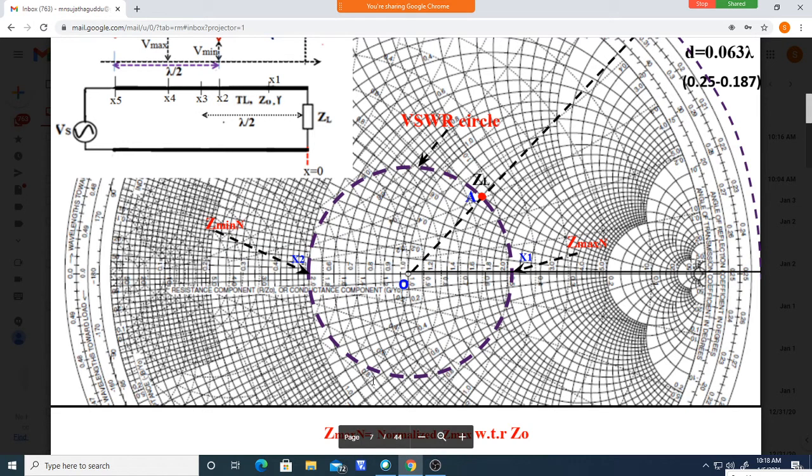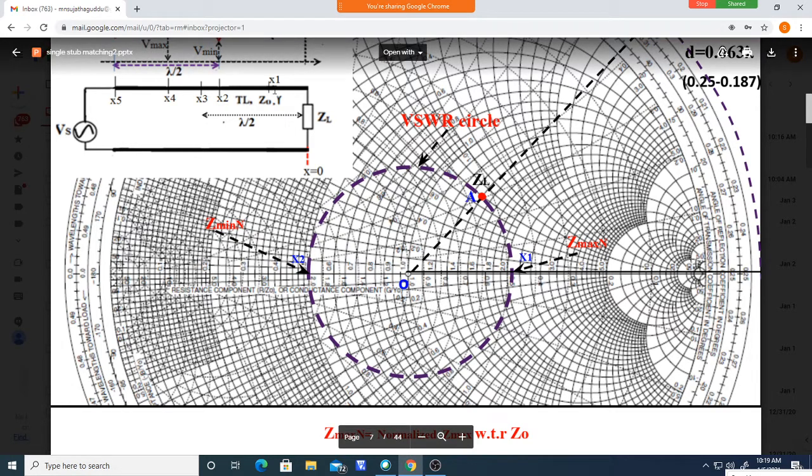But similarly, if you move further, you can observe the VSWR circle cuts the G is equal to 1 circle. That means here admittance is 1 plus or minus jB. That means the real part is 1, normalized. So like this you can find out at what distance, from the load point.